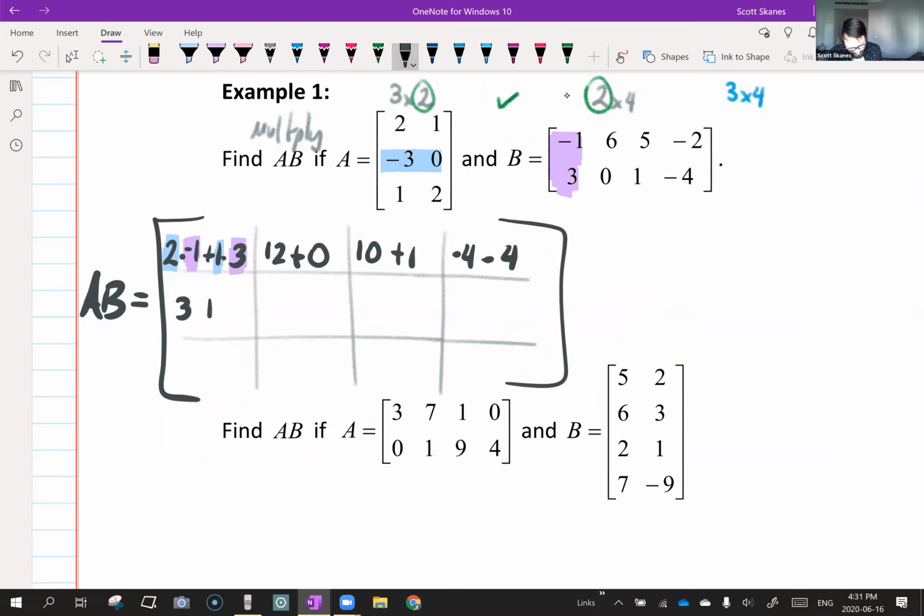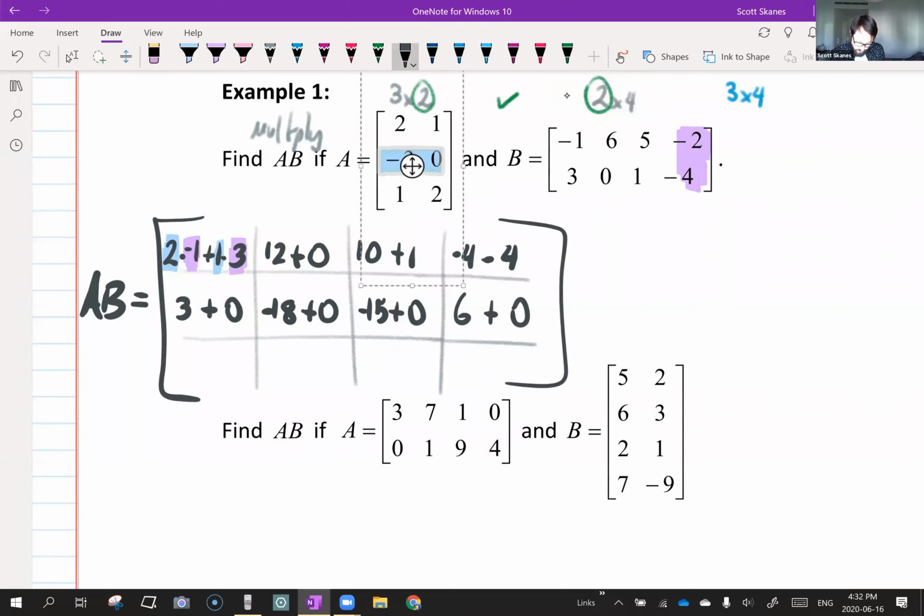Sometimes at this time of the day, my brain doesn't work the way I want it to. And I'll keep going through this process. Second row, second column. Second row, third column. Second row, fourth column. Third row, fourth column, why not?